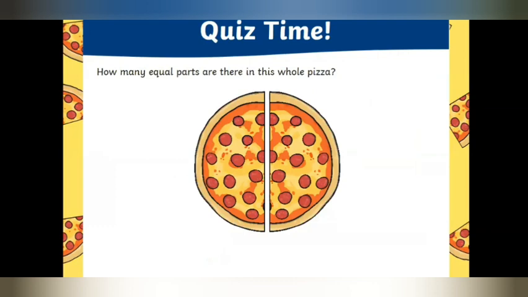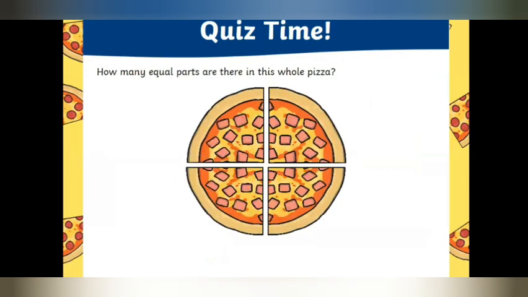How many equal parts are there in this whole pizza? 2 parts are there. Okay. What do we call these 2 equal parts? 2 1/2s. Okay. How many equal parts are there in this whole pizza? 4 parts. What do we call these 4 equal parts? These are called quarters.